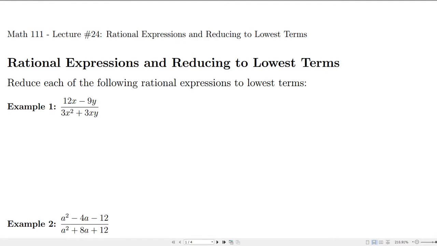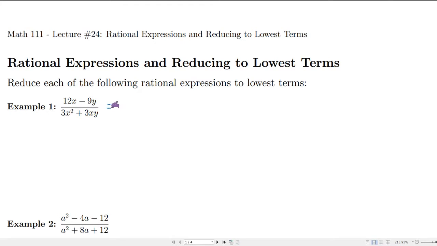So in this lecture we're going to talk about rational expressions and reducing to lowest terms. Generally, the technique when you have to reduce quotients is to factor as much as possible and then reduce. So let's start with this example here and factor the numerator and denominator as much as we can.